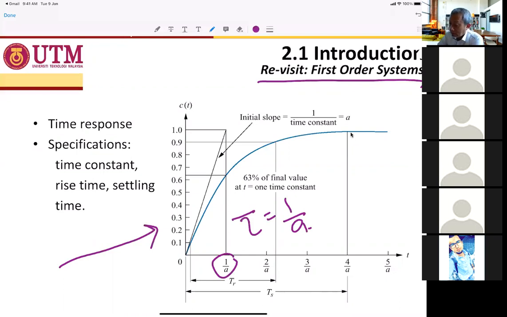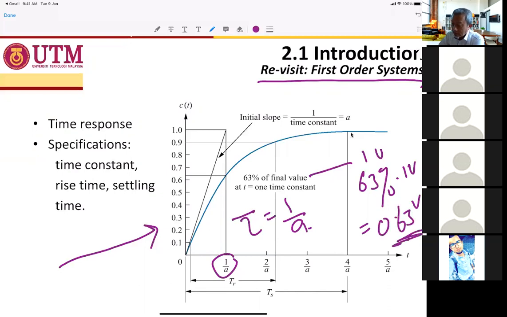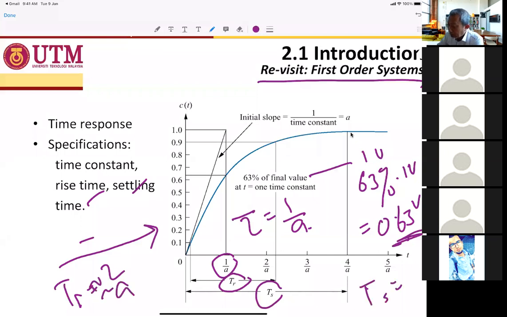Let's say the final value is 1 volt. So 63% of 1 volt is equal to 0.63 volt. At this 0.63 volt, the time constant occurs. Then there is the rising time for a first order system, and the settling time, TS. Usually TR is equal to 2 divided by a, more or less, and TS is about 4 divided by a, for a first order system.